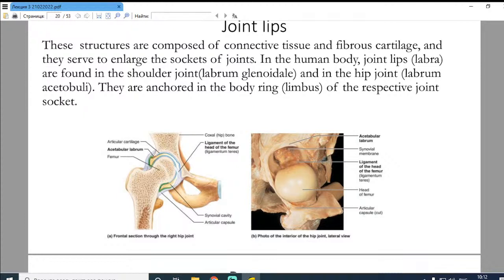And you see joint lips, acetabular labrum. Thus you see articular capsule, cut, head of femur, ligament of the head of the femur.